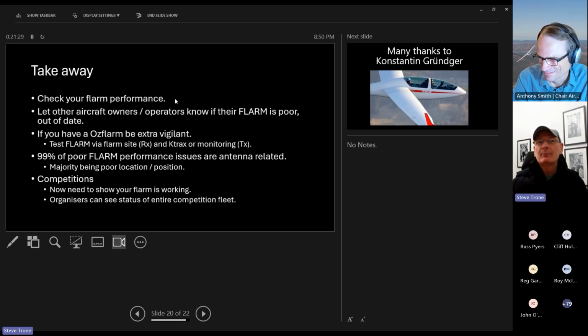If you have an OzFLARM, or you see an OzFLARM, just be extra vigilant, especially test that RX site using the FLARM website. And 99% of FLARM performance is all related to antennas and their poor location and position. Unless you're an RF engineer, it's not something people would actually think up or do.